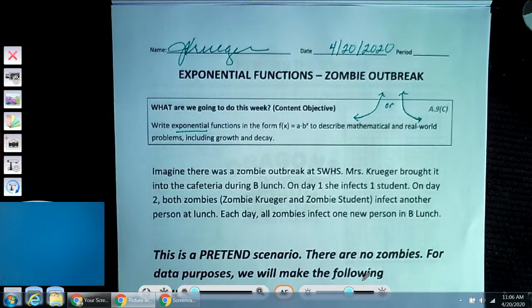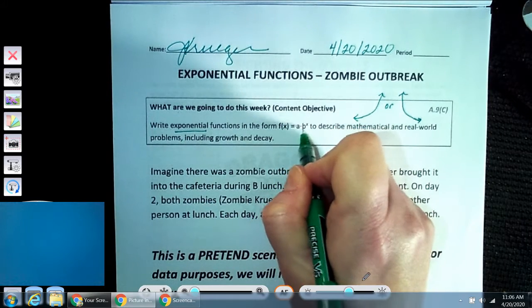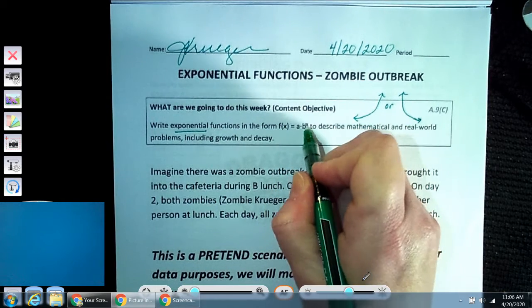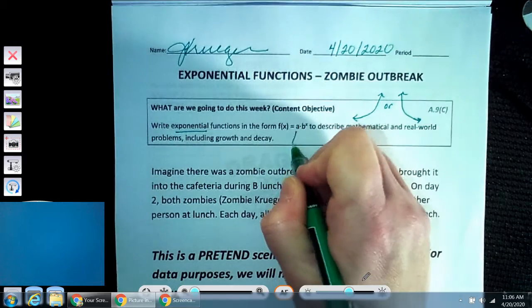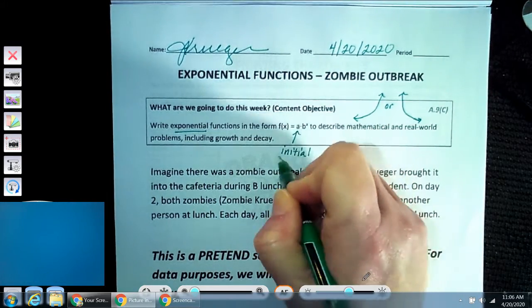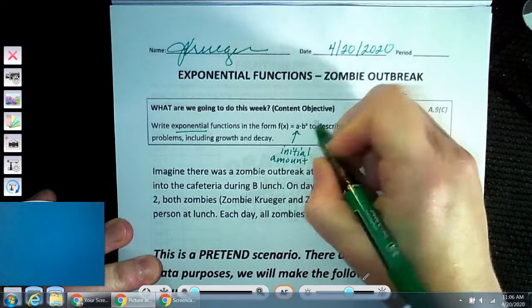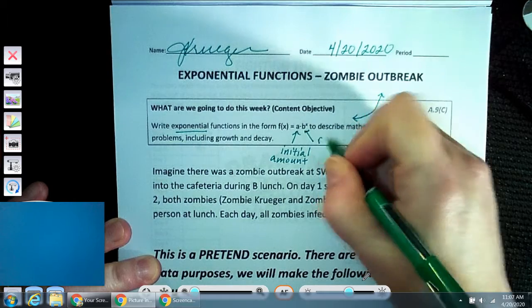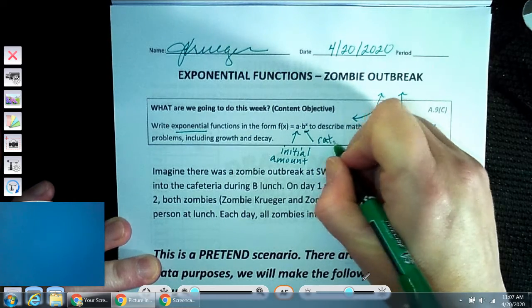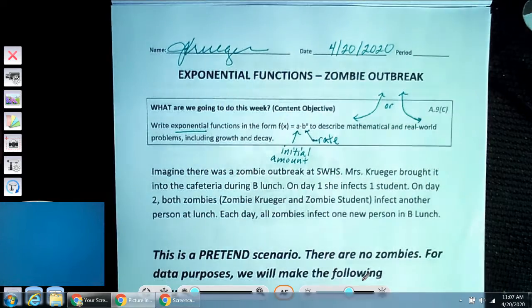The function looks like this. F of x equals a times b to the x. So you'll notice that x is our exponent. A is our initial amount. And b is the rate of growth or decay, the rate of change. And we'll talk about that more later.